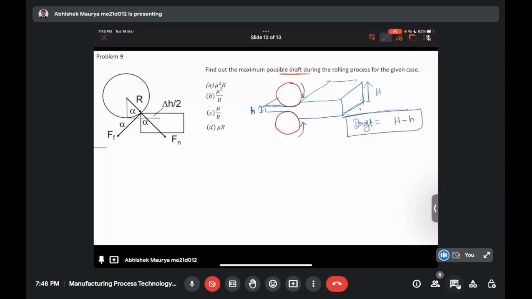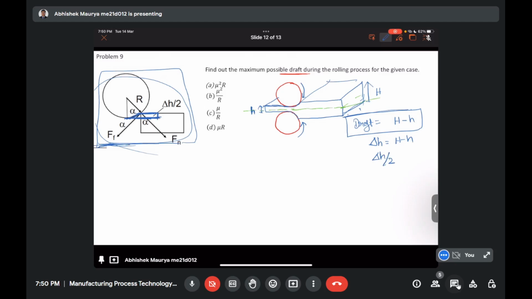And if you see this diagram, here only the half portion of the diagram has been shown. If you cut it from the middle, then the half portion of the diagram is what is shown. This delta h is the draft, that is H minus h. Since the diagram shows only the half portion of the billet, the reduction shown is for the half portion, which is why it has been written as delta h by 2. So basically what has been shown here is half of the draft.